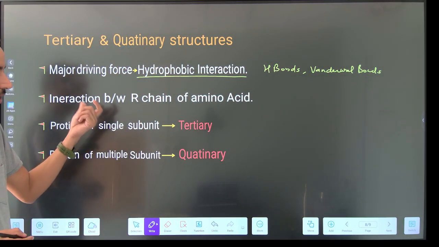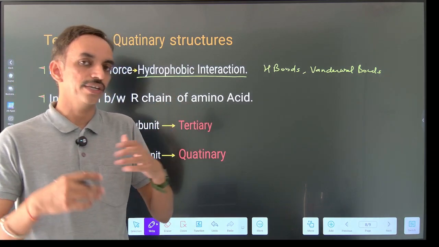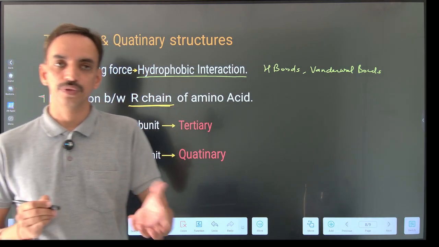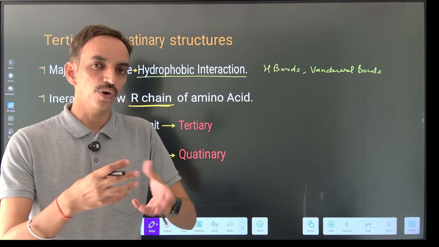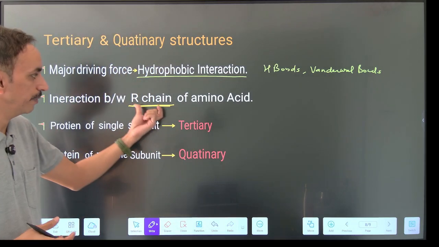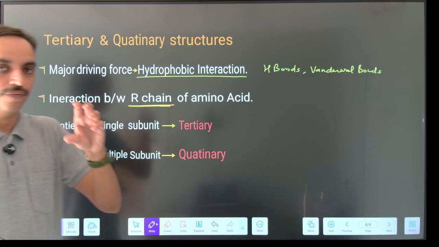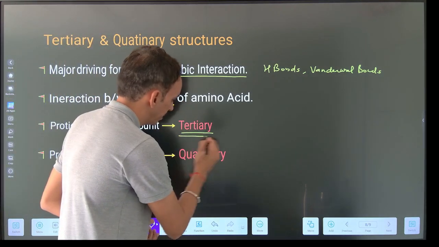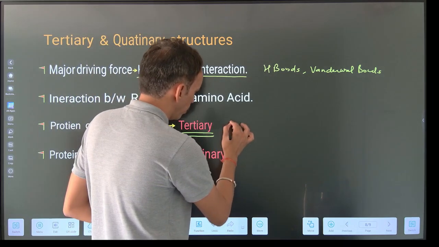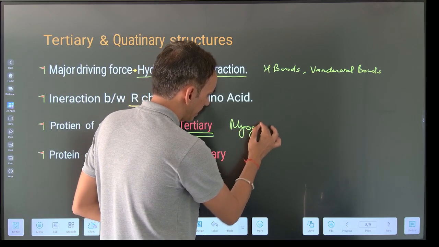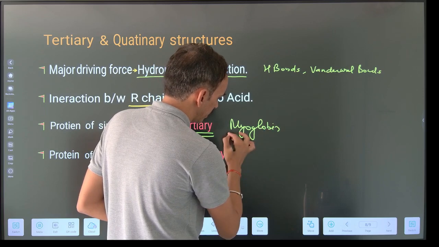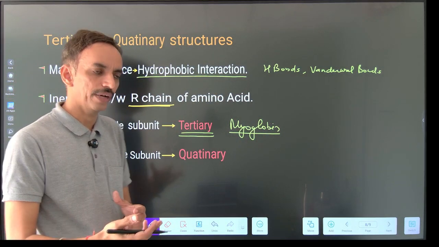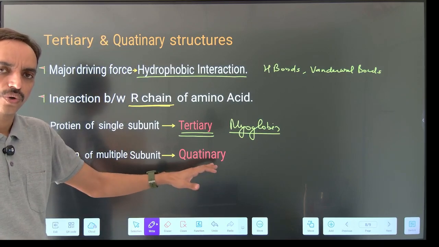Now there is an interaction. These structures are generally formed by the interaction between the R chains. अभी तक जो interaction हो रहा था, that is between the backbone of the polypeptide. Now the interaction will occur between the R chains of amino acids. If the protein is made up of a single subunit, then the final structure will be the tertiary structure. For example, myoglobin, which is the oxygen carrier in muscles. While if the protein is multi-subunit, means अगर एक से ज्यादा सबयूनिट का बना हुआ है, then the final structure will be the quaternary structure.